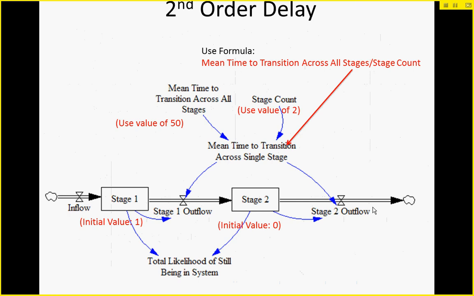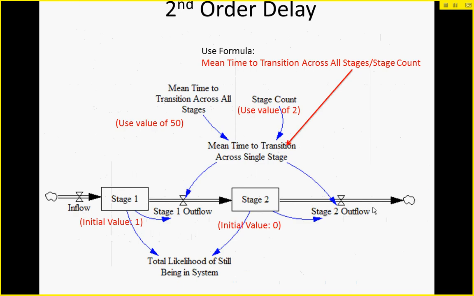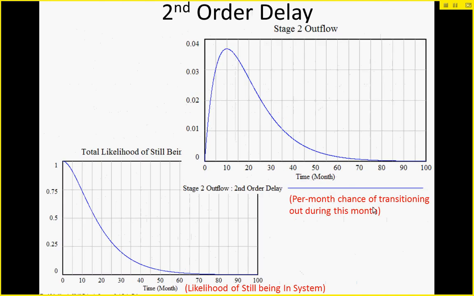But we're going to ask, okay, if we feed in an inflow, what do we see for the outflow? We saw that here. Here's the outflow for the first order delay. We just started the first stock full, and it drains down, and this is our outflow from the whole system. Here, we're going to start with stage one full, and we're going to see how quickly people start coming out, sort of the outflow there. And this is what we see. This is a second order delay.